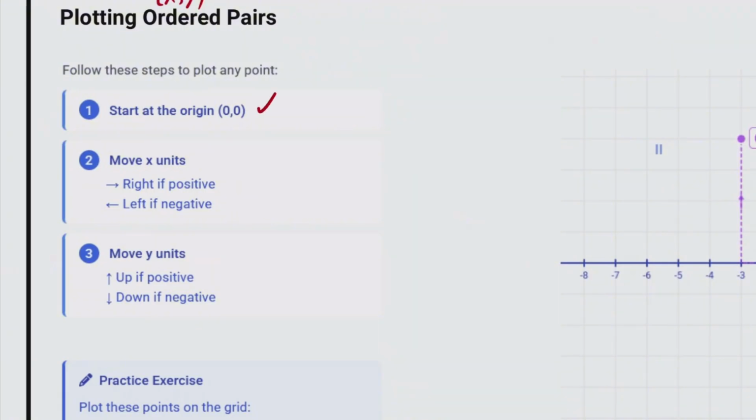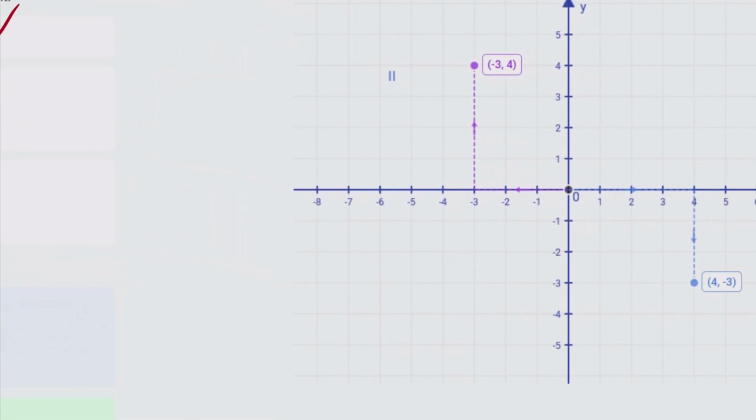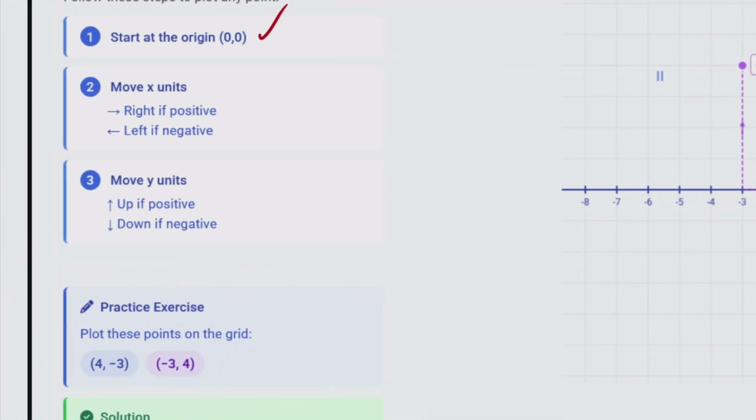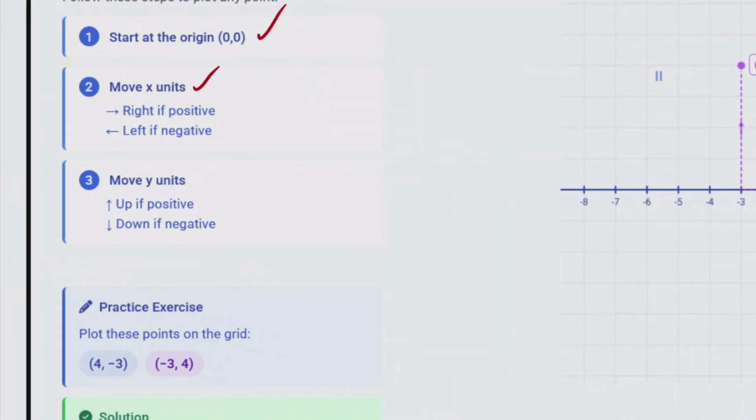First of all, start at the origin. What was the origin? The origin was (0, 0), the vertex or the core or the reference of our coordinate plane. After that, we have to move x units using the x-axis, right if it is positive and left if it is negative, just like the examples that we had. And after that, we have to move y units: y to the top if it is positive, and to the bottom if it is negative.